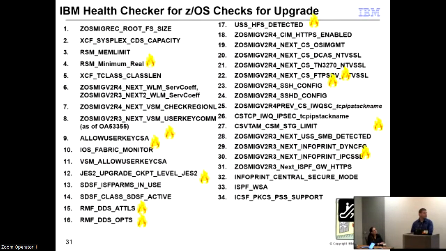Oh, this page is fun for me. This represents all the health checks that we actually have today in our z/OS 2.5 upgrade workflow. So the more the merrier. This is good. All the fires indicate workflow steps that Marn and I feel are important items to watch out for as you're doing your upgrade.